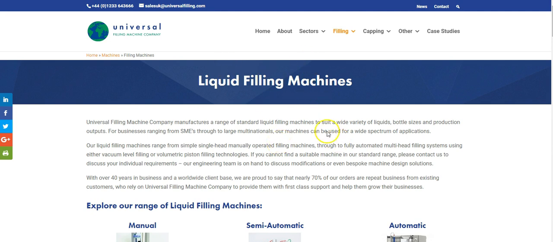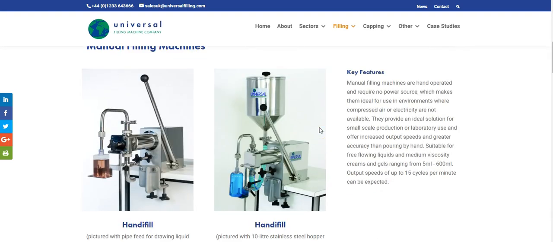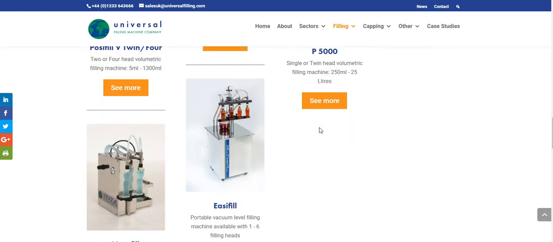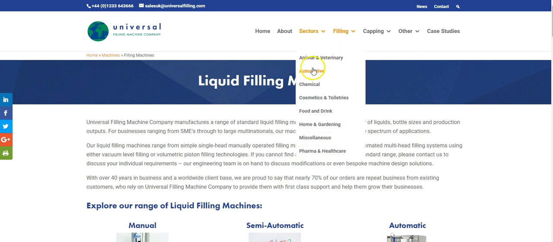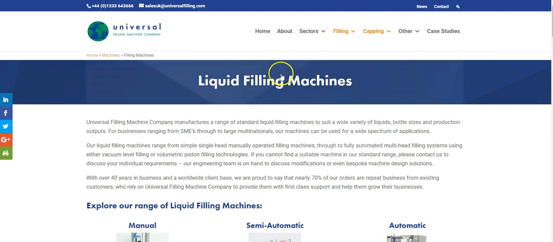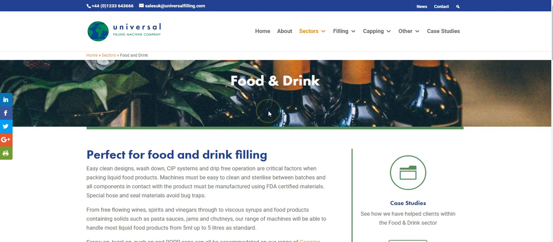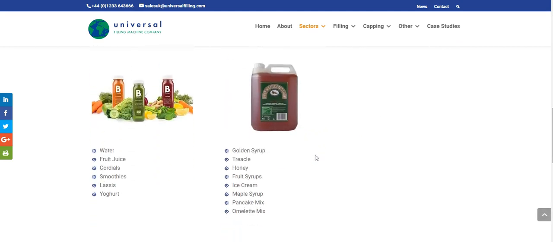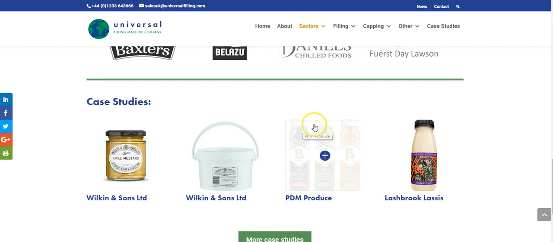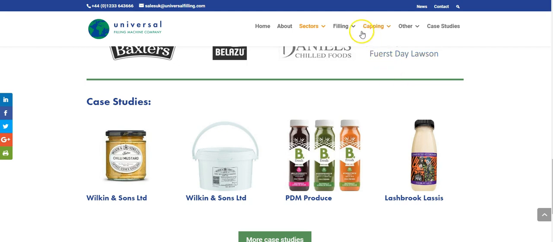This business provides liquid filling machines to companies that want to fill containers with liquids. The business wants people to look at these sectors pages and then get to either specific machine pages or to the case studies. For example, if someone was looking at this page, they would ideally get to the case studies shown or to the pages showing the actual machines that they could buy.